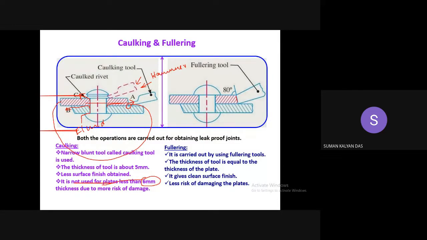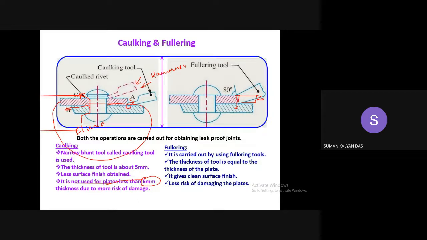Beveling means cutting angularly. If the edge was perfectly straight, perpendicular to the horizontal plane, and I hammer with this tool, the load will not act in a downward manner. I want some component of the force acting downwards to close the gap. So I need to bevel, which is the more correct term. I have to bevel the edge at an angle of 75 to 80 degrees.